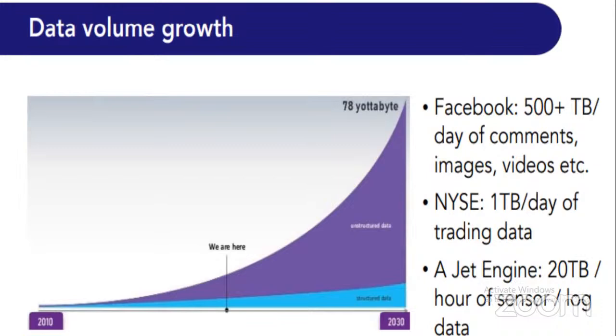So there are different kinds of data available. You have structured, semi-structured, unstructured. You can clearly see that by the year 2030, the volume of unstructured data is 3 times the size of the structured data, right? So clearly 780 bytes of unstructured data will be generated by the year 2030.